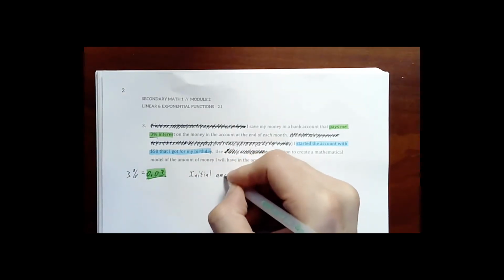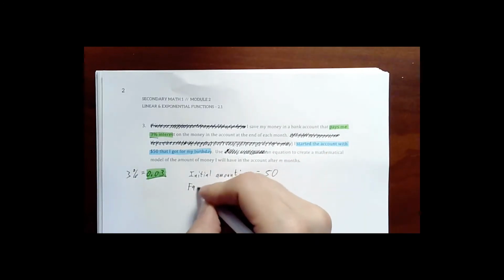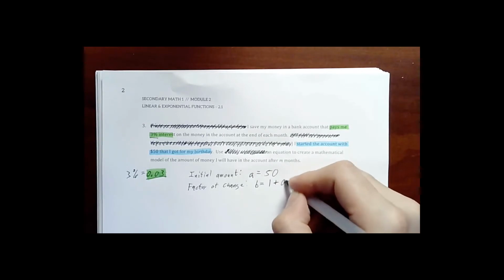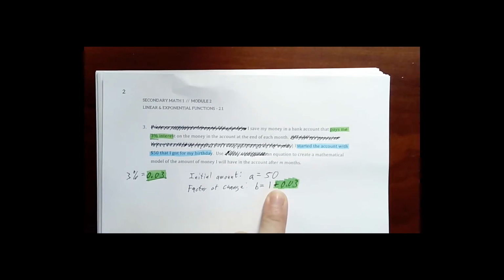My initial amount, which is A, is going to equal $50. My factor of change is going to be 1 plus 0.03. Again, I'm not using the percent in its percentage form, I'm using the percent in its decimal form, and I'm adding it to the number 1 because I'm increasing. We add when we increase.